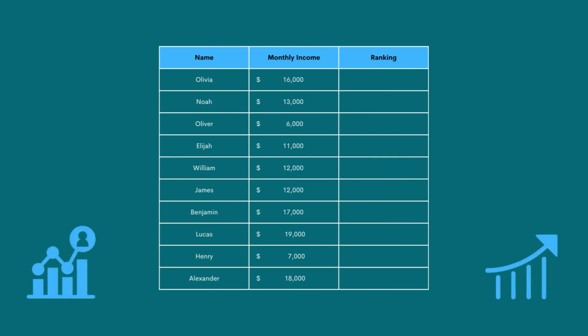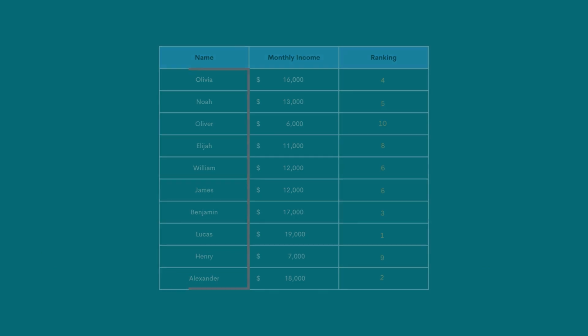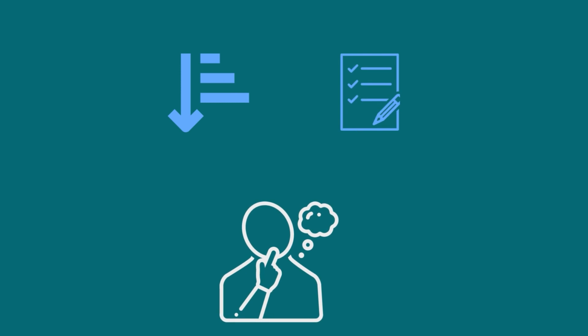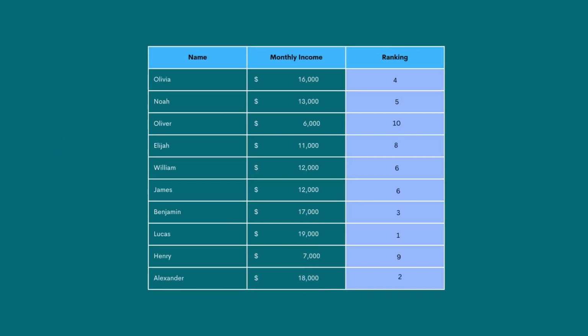We want to add ranks just beside our dataset. We also want to keep the data recording serial unchanged. Are you thinking about sorting or manually counting? We might have better alternatives to those.